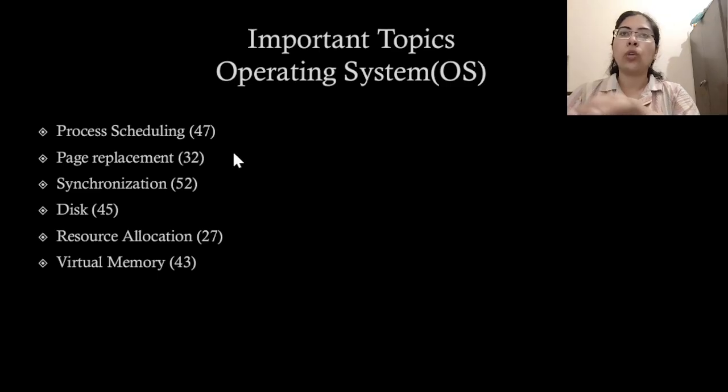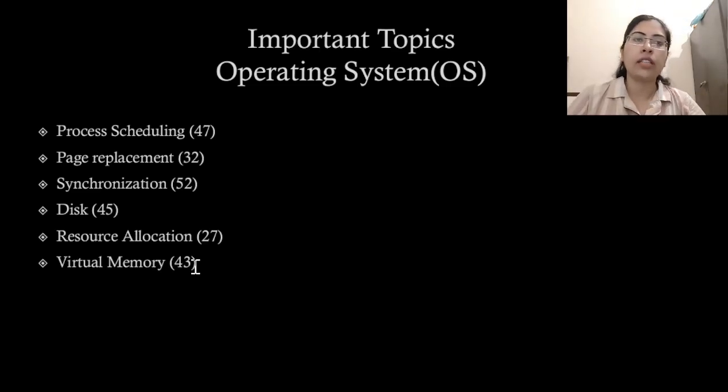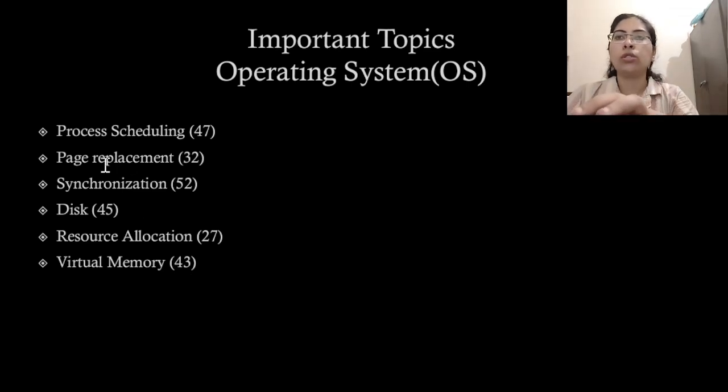So next is all about the important topics in the operating system. Process scheduling, which is about 47 questions in the previous year questions. Page replacement 32 questions. Synchronization 52 questions. Disk 45 questions. Resource allocation 27 questions. Virtual memory 43 questions, which is a very high weightage topic. So you can't miss these topics for the examination.